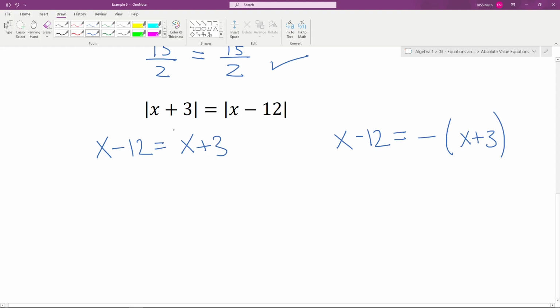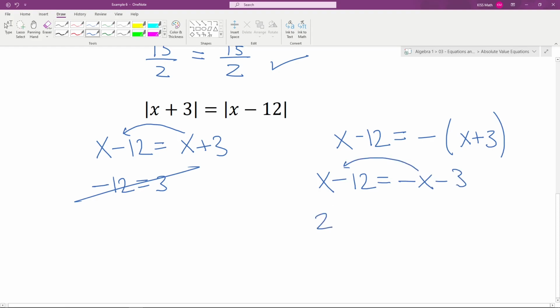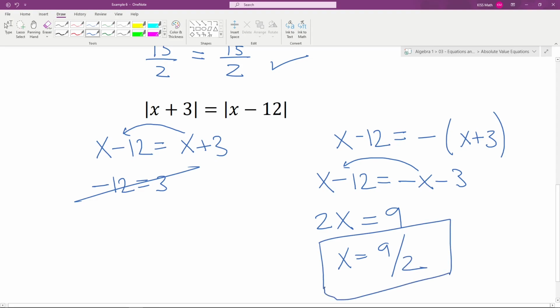So then you solve again, you move this x over here, that'll get you your negative 12 equals 3. Doesn't make sense. Over here you have x minus 12 equals negative x minus 3. You move this over, you'll get 2x equals, move the 12 over here, positive 9. x equals 9/2. And that was our answer from doing it from the other side.